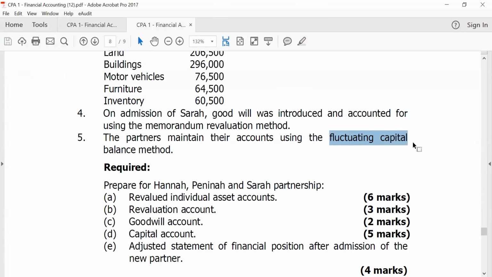I believe I've commented on this in the class. Anyone wants to try on this one as well? Maybe another person other than the one who has just told us about the memorandum. Anyone wants to comment on the fluctuating capital balance? Don't be afraid to present your answer.